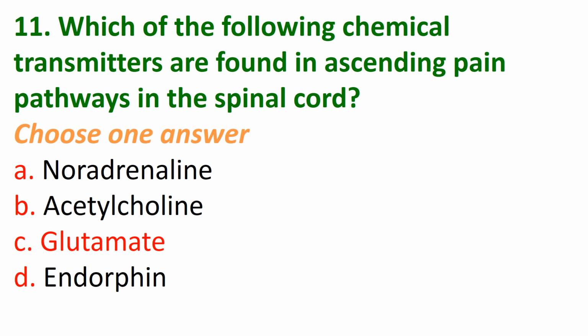Noradrenaline or norepinephrine, it's the same thing, is a chemical transmitter associated largely with the sympathetic nervous system. Acetylcholine is a chemical transmitter associated with the parasympathetic nervous system. And endorphin is the body's natural opiate type molecule of chemical transmitter, which is involved in pain inhibitory pathways.